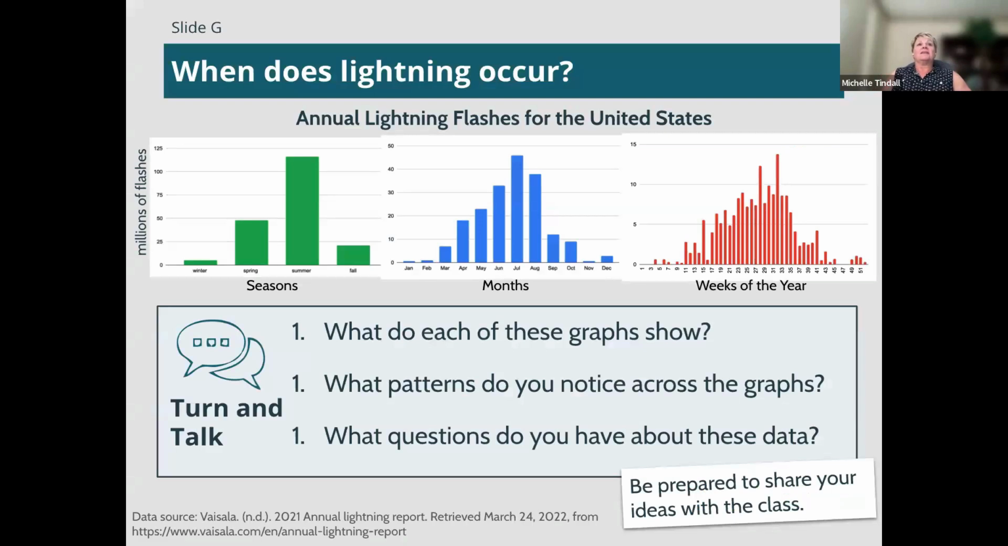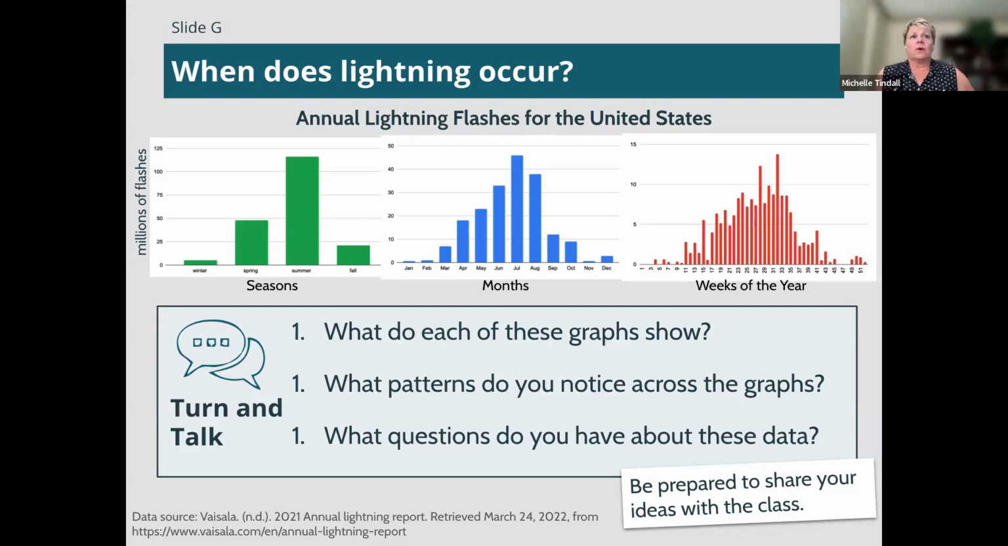So I want you to take a look at these graphs here. In the graph, you will see the green one talks about seasons on the x-axis, and it has millions of flashes along the y-axis. The blue bar graph has months, so it's showing each month of the year along the x-axis, and then millions of flashes on the y-axis. And then the red bar graphs have weeks of the year. So for each of the weeks of the year, there's going to be a bar and millions of flashes on the y-axis as well.